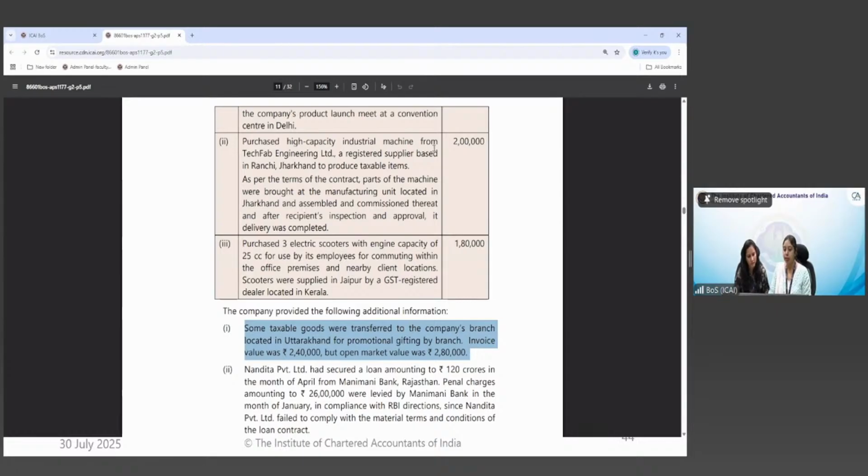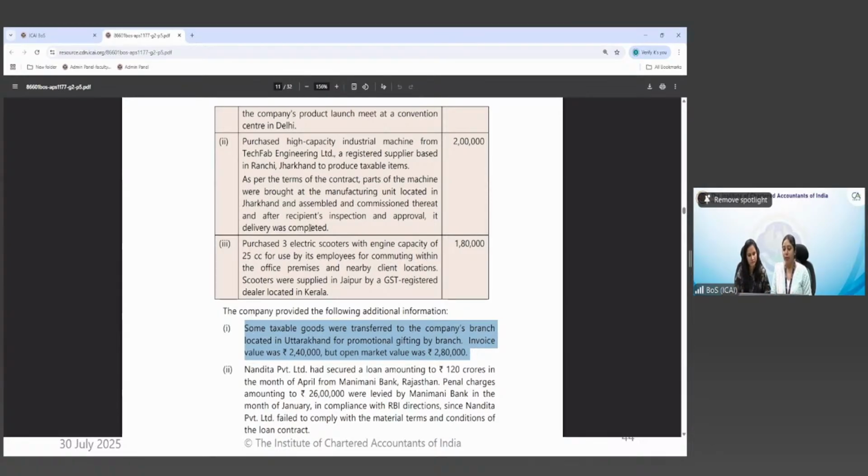Purchase of a high capacity industrial machine from TechFab Engineering Limited, a registered supplier based in Ranchi, Jharkhand, to produce taxable items. As per the terms of contract, the parts of the machine were brought to the manufacturing unit located in Jharkhand and assembled and commissioned there. So here the goods do not involve movement at all. आपने वहीं पर उसी मैन्युफैक्चरिंग यूनिट पे सारे पार्ट्स लाकर मशीनरी को सेटअप कर लिया.